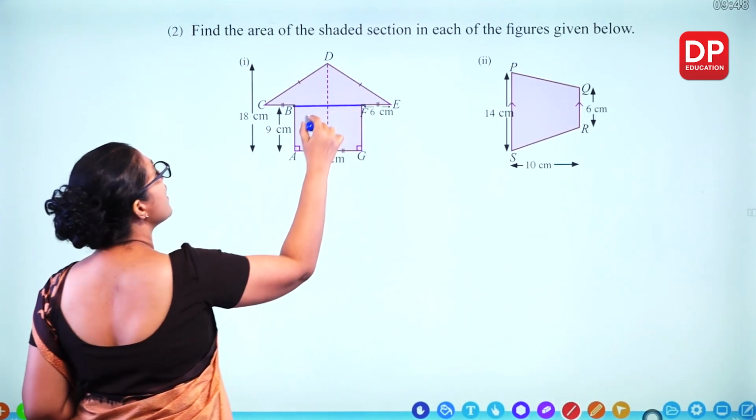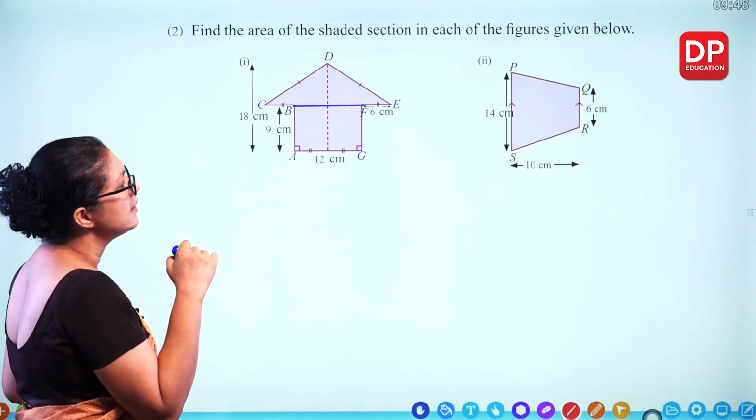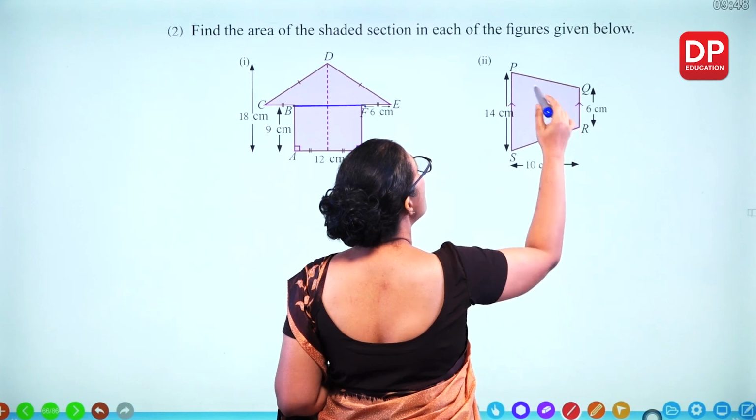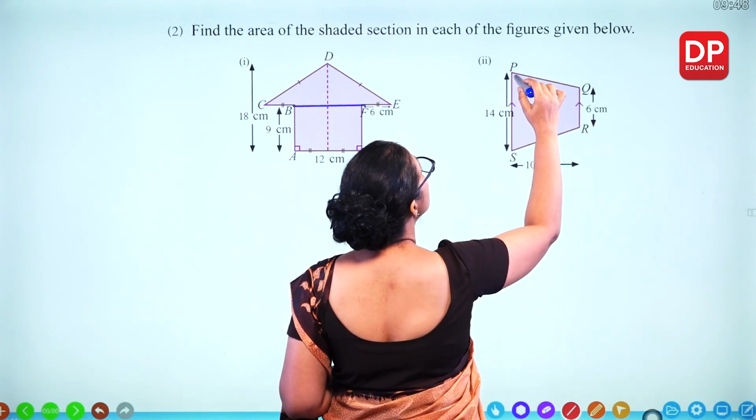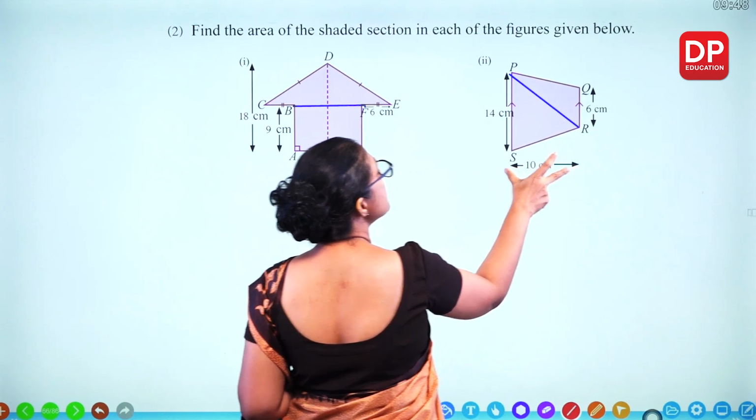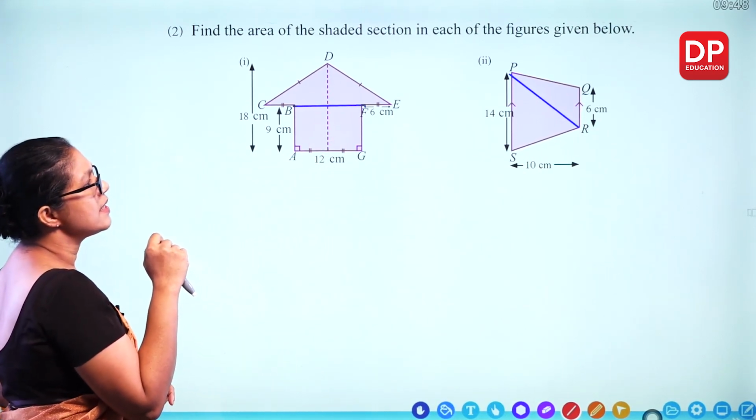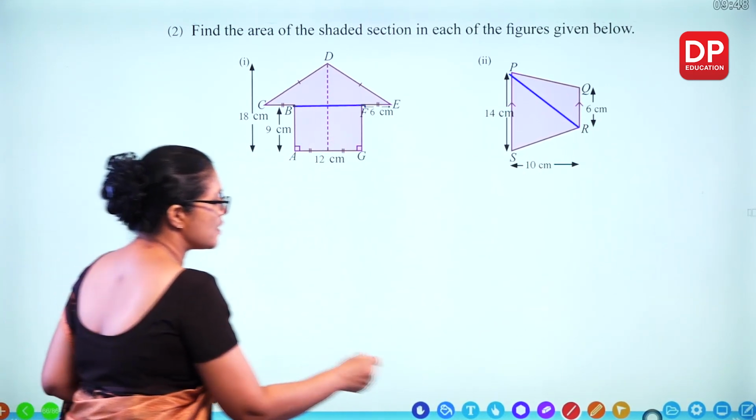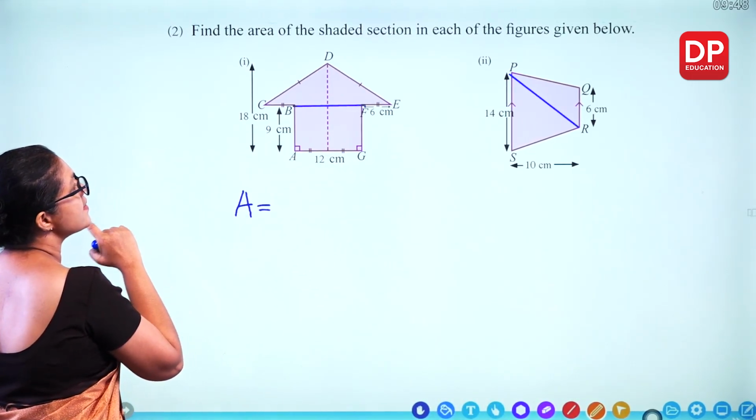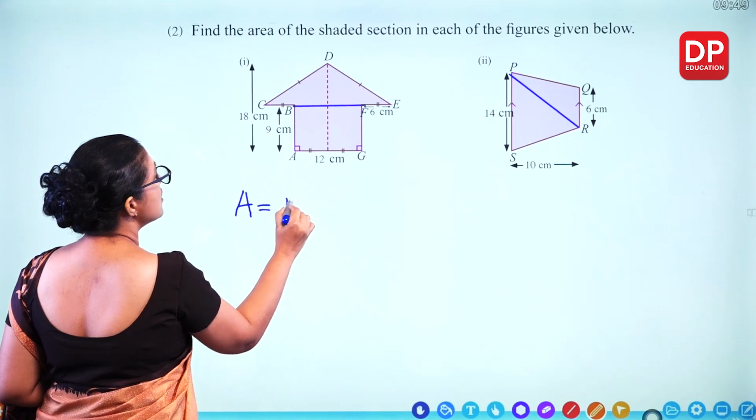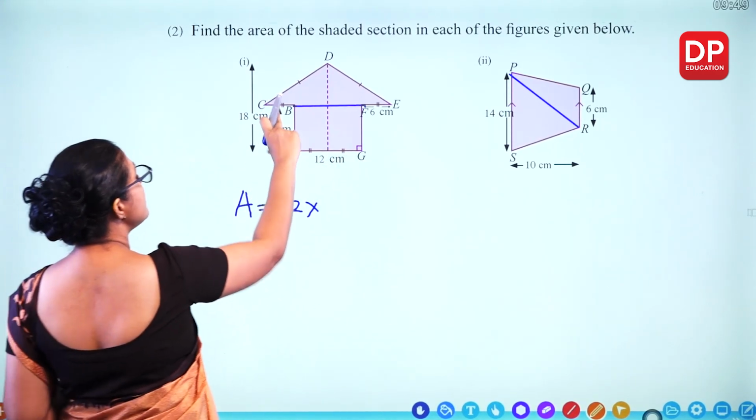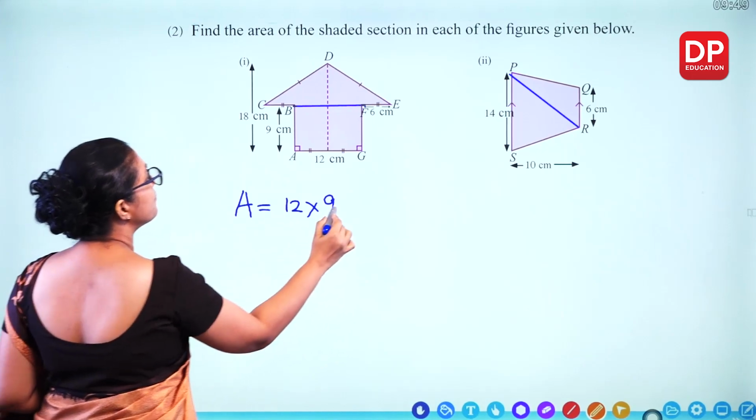Here, the triangle and the area of the rectangle. In this one, I can divide into two triangles. Here, height is 10 centimeters for both. So what's the area? Total area is the area of the rectangle. 12 is this length and 9 is the breadth.